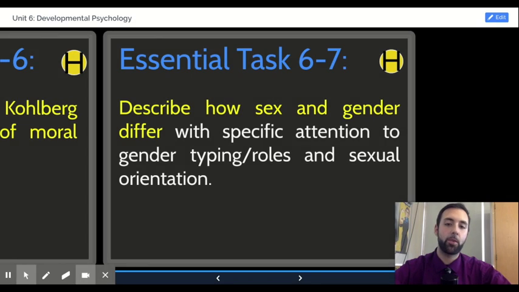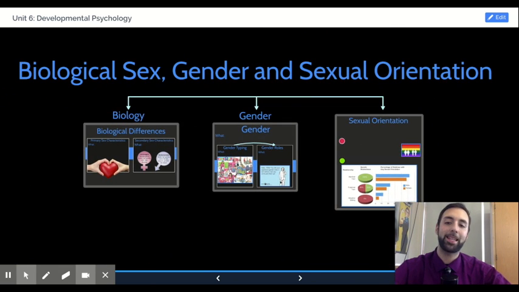In Essential Task 6.7, we are briefly going to talk about biological sex and then gender differences. This is a good example of one of those topics at the end of a unit where the topics are definitely related, but not perfectly related like some of the earlier concept maps, but it's the end of the unit and we do need to kind of add a bunch of smaller topics together.